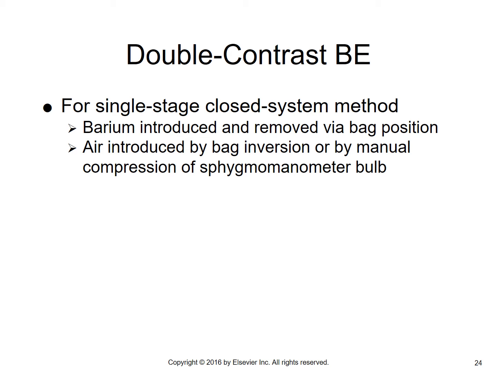So air is introduced by bag inversion or by manual compression of a sphygmomanometer bulb. Bag inversion is rarely used anymore. It's where you can squeeze the air that's in the bag into the colon. Generally, it's that sphygmomanometer bulb that's used today.